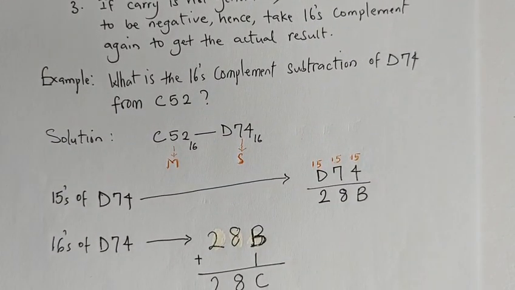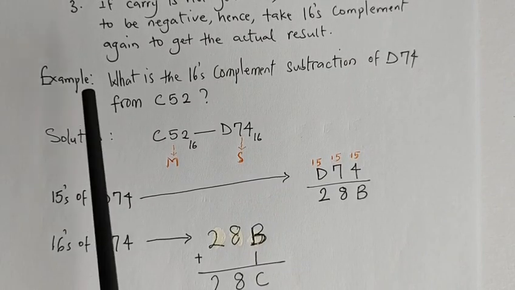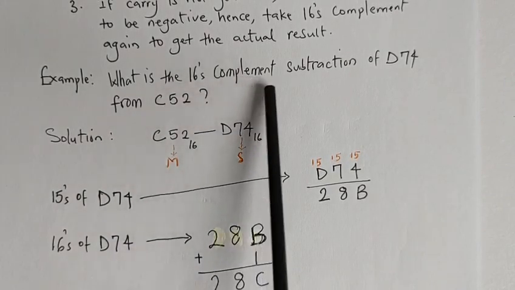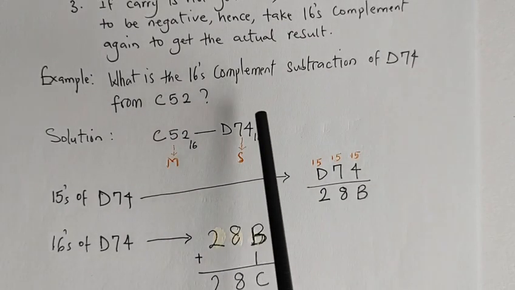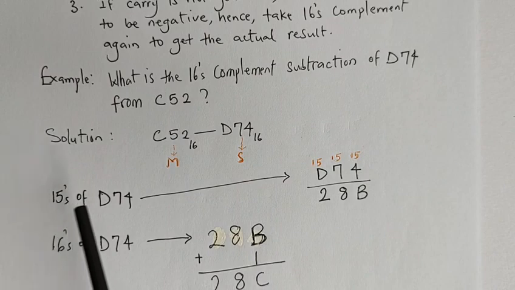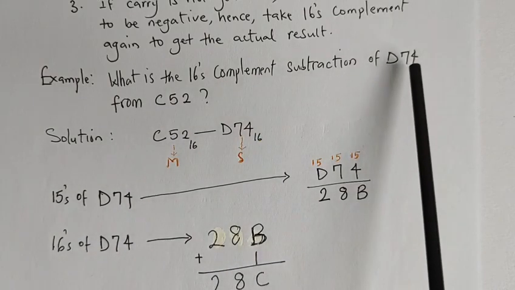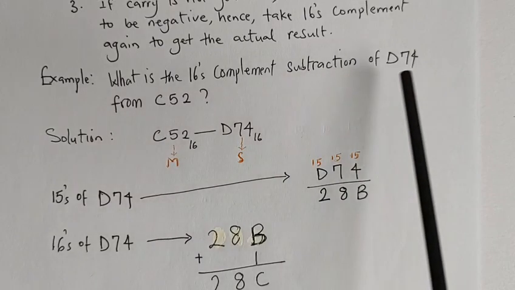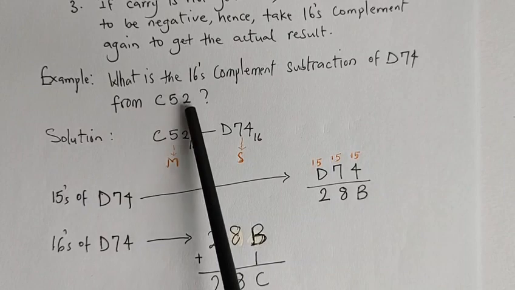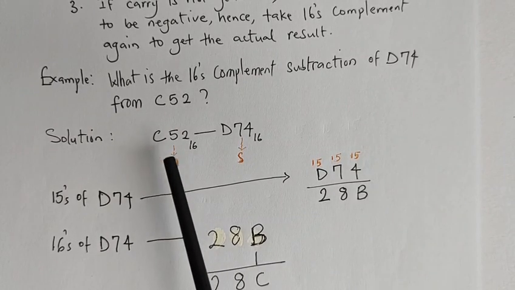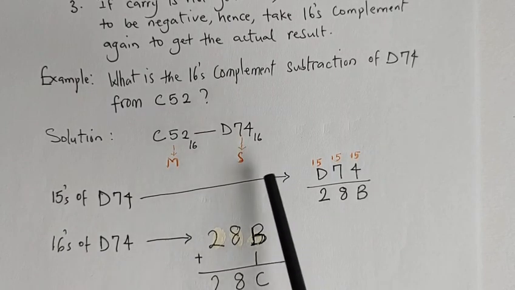Alright, so the first thing we need to do is look at the example. What is the 16th complement subtraction of D74 from C52? Now the solution is written this way. Since we're subtracting D74 from C52, it means D74 is the subtrahend and C52 is the minuend. So we're going to write it this way: C52 base 16 minus D74 base 16.